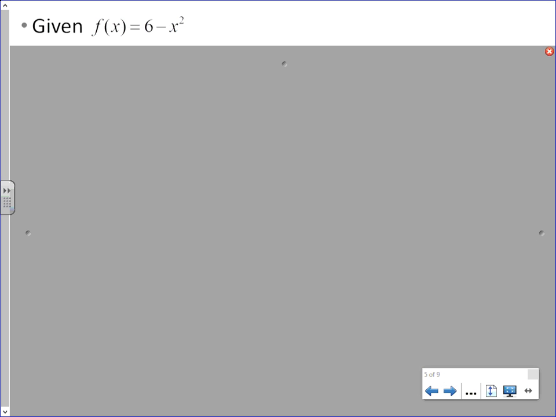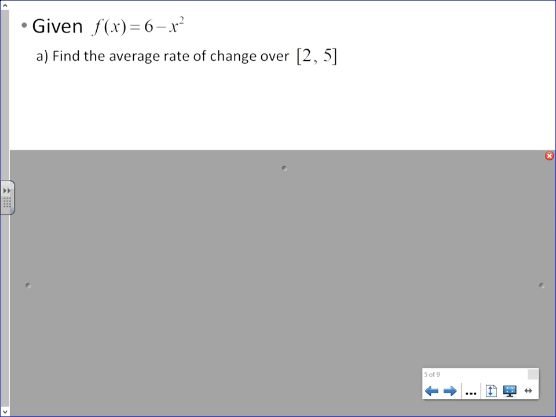Okay, so I would like you to go back to 6 minus x squared. That is still going to be our function. And what I would like us to do is find the average rate of change over the interval 2 to 5.